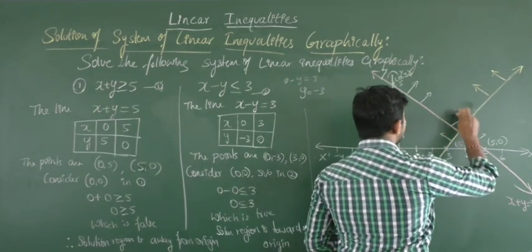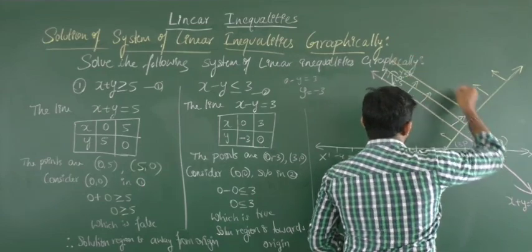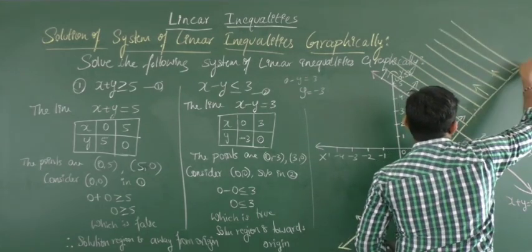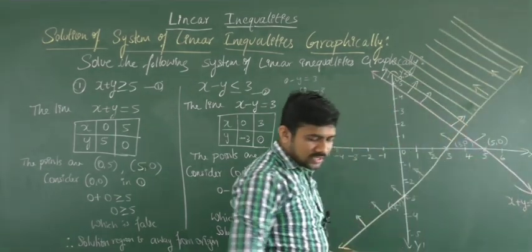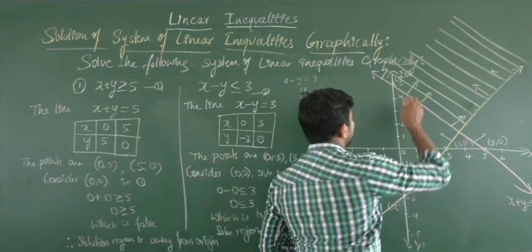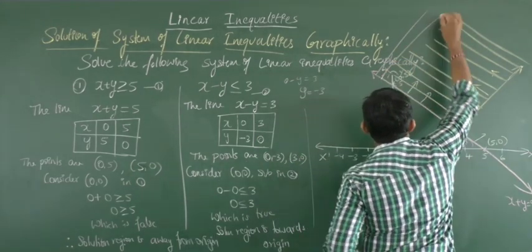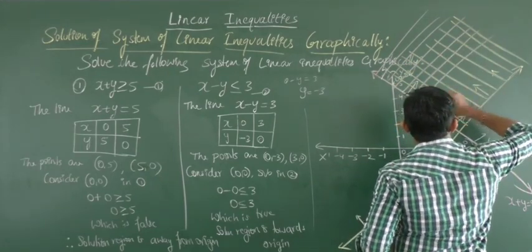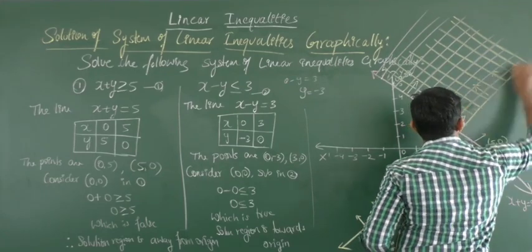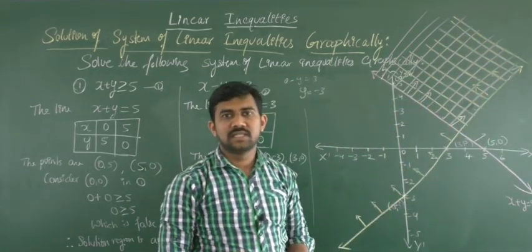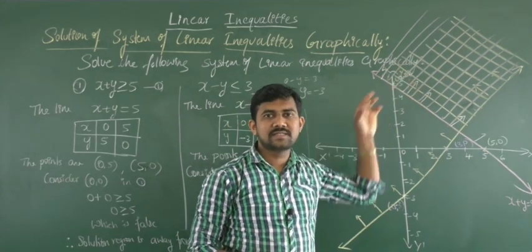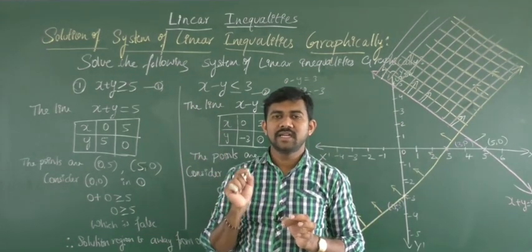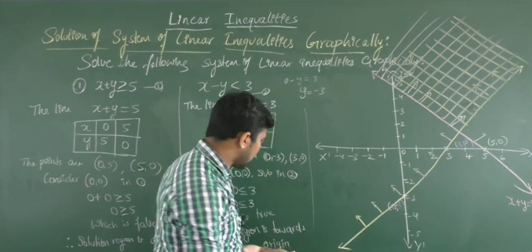So you can observe here the solution region of the second inequation is this one, the upper half plane. Similarly, the solution region of the first inequation is again the upper half plane. So we get intersecting lines here, two lines are intersected. So clearly we can say this is the common solution region. The shaded region represents the solution of the given system of linear inequalities in two variables. So write the conclusion.